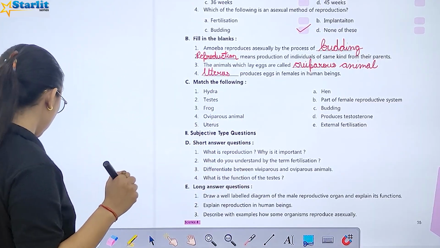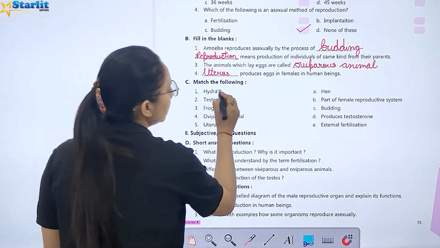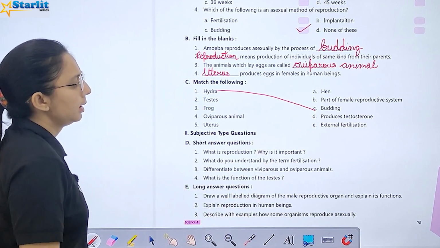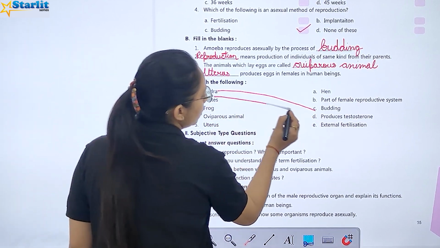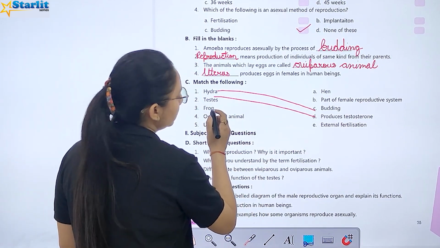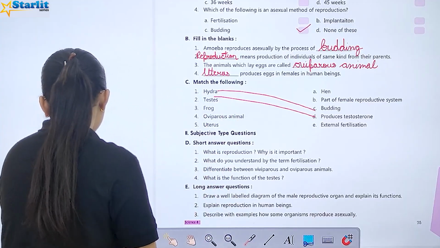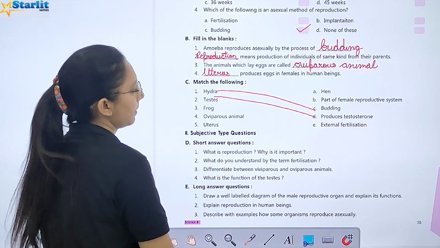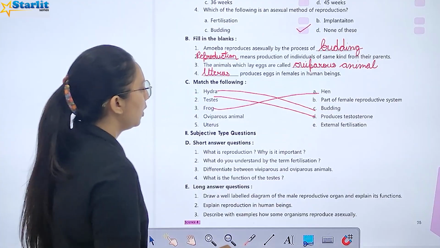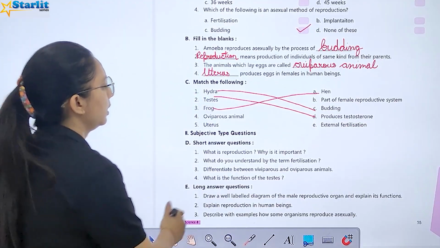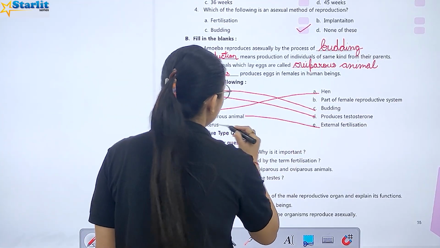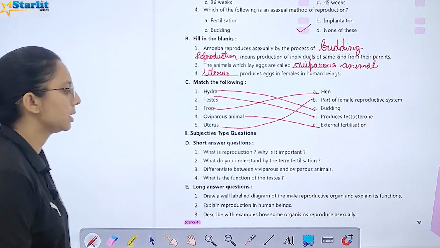Now match the following. Hydra, budding. Testes, produce testosterone. Frog, what happens in a frog? External fertilization. Hen, oviparous. Uterus, part of female reproductive system.